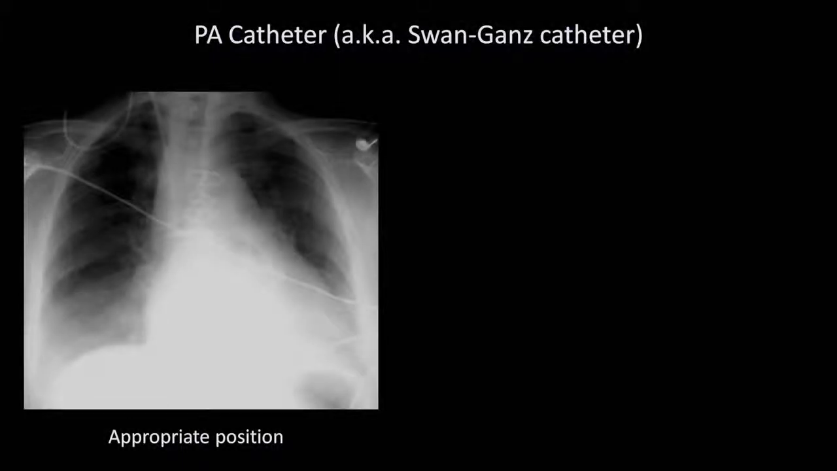Next up are pulmonary artery catheters, also called Swan-Ganz catheters. A complete discussion of these is well outside the scope of this video, but in extreme brief, this is a catheter which is advanced from a central vein all the way into the pulmonary circulation. From a radiology standpoint, the most important thing to know is how to assess its position.